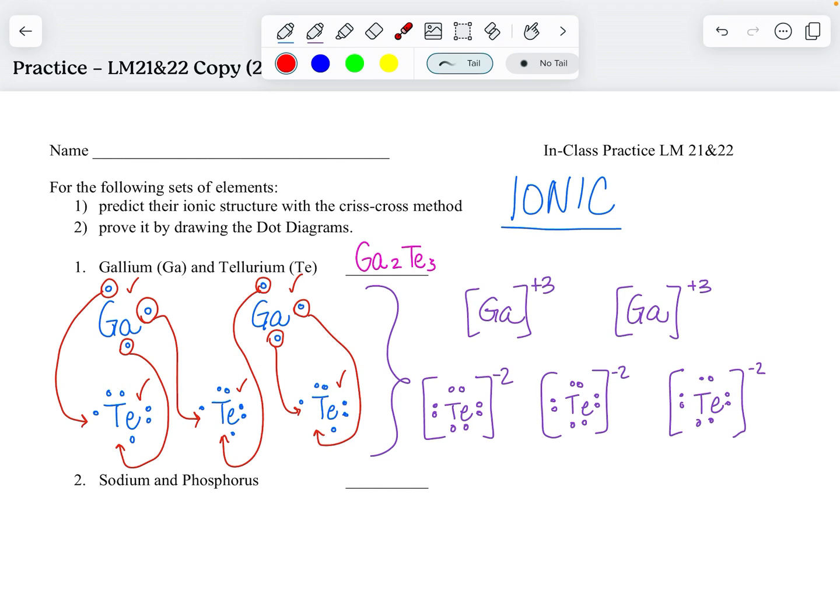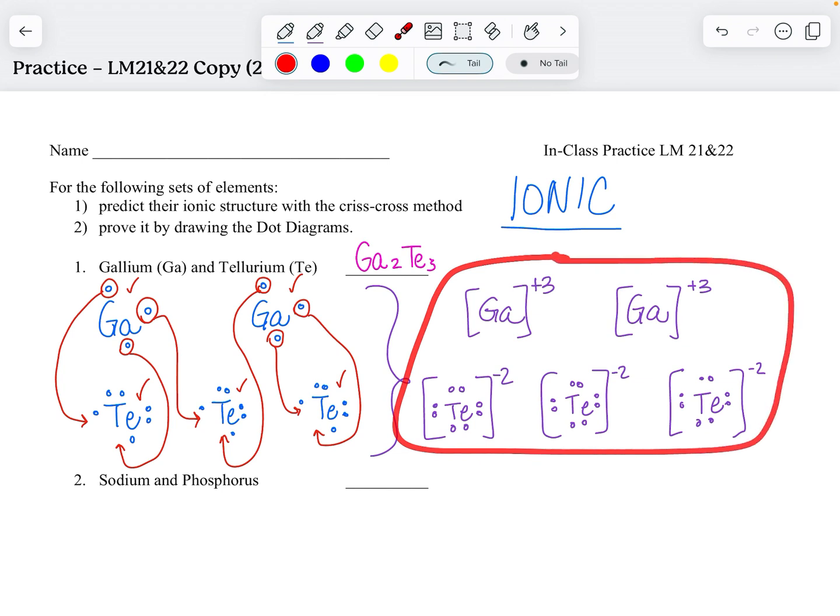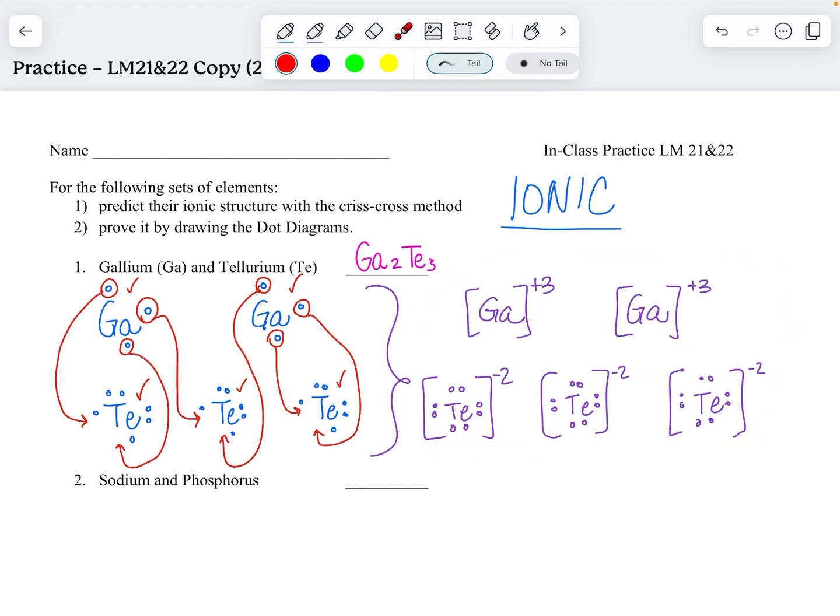For this page, you are going to include the process that I've circled, which is showing the journey of the electrons from the metals to the nonmetals. You are also going to show the final structures. Both of those parts are important.